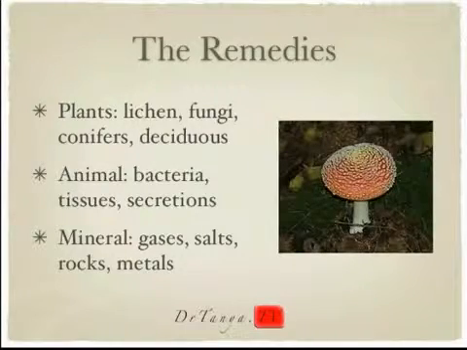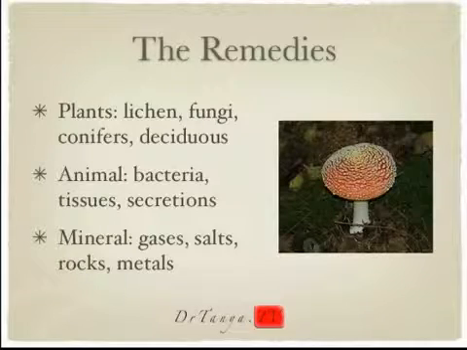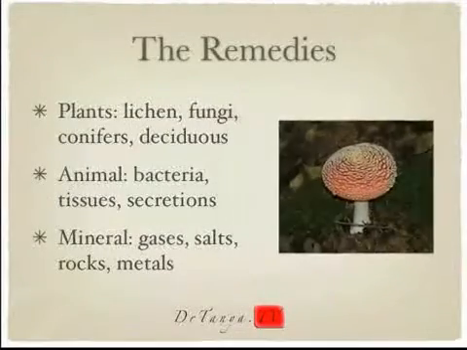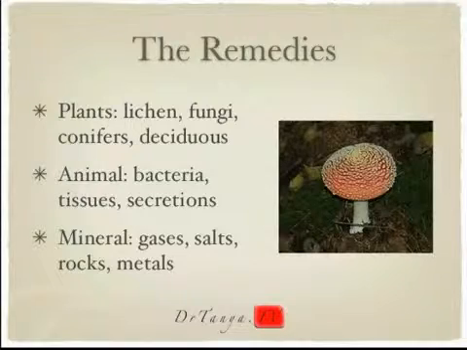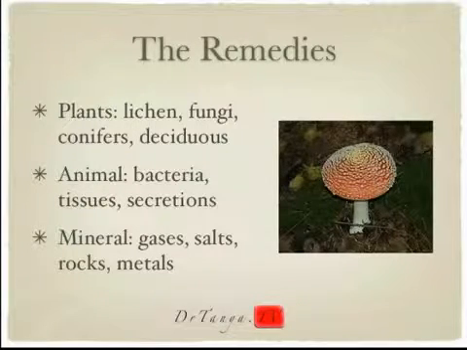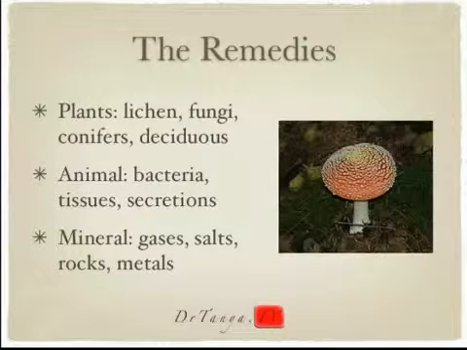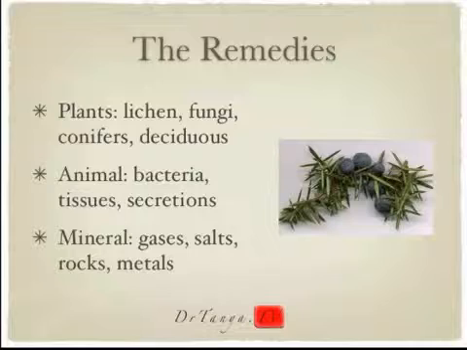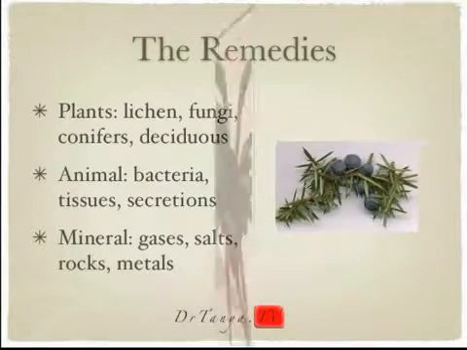So in homeopathy, we will make the remedies out of just about anything that you would find in nature. This might include the plant, the animal, or the mineral kingdoms. If they're plants, they might be a lichen or a fungus, poisonous or non-poisonous, of course, poisonous things being highly medicinal. They might be coniferous plants, such as a juniper, or deciduous plants like an elm tree or any other kind of plant you might find.